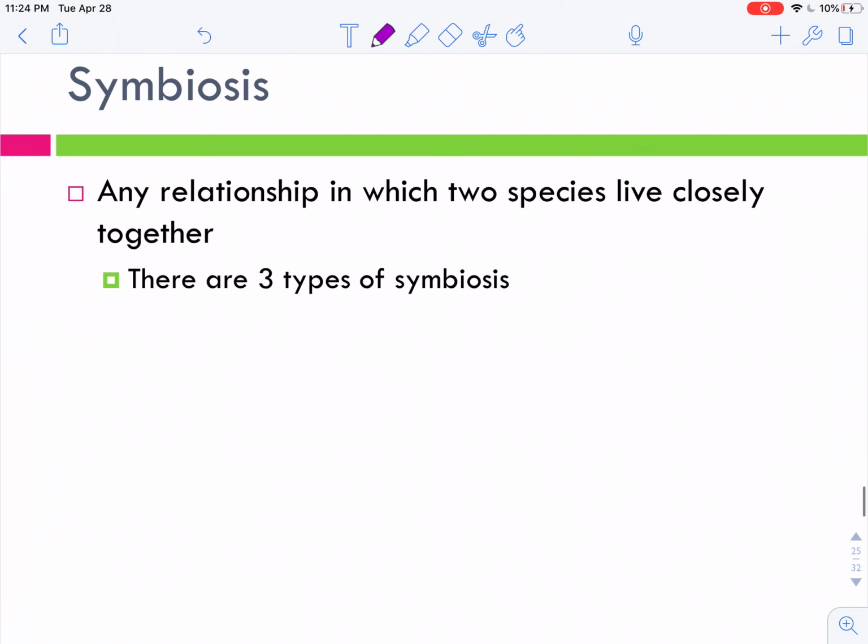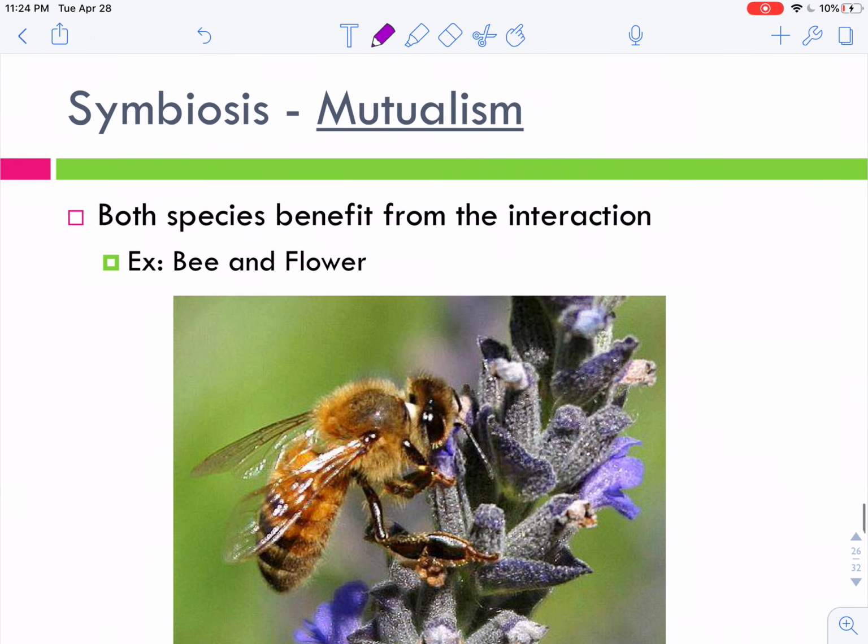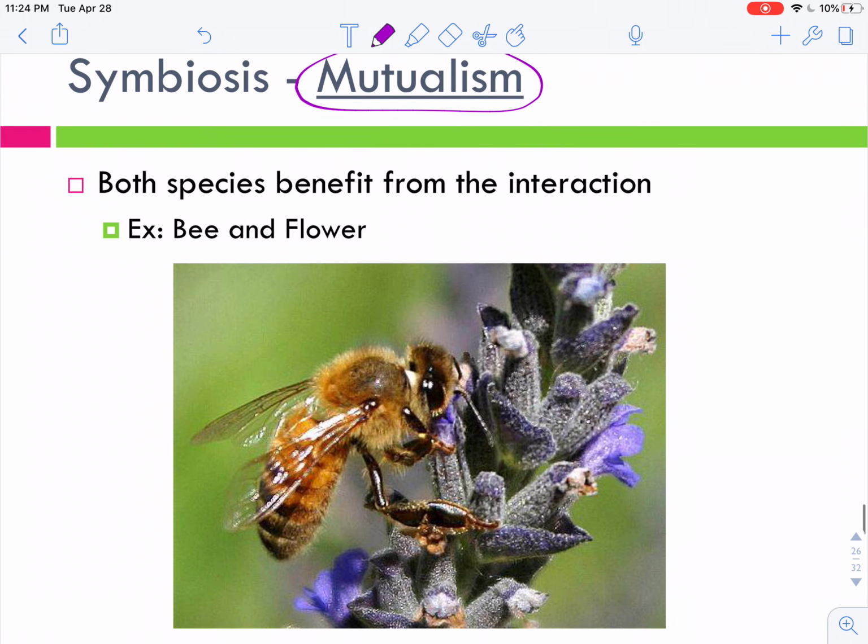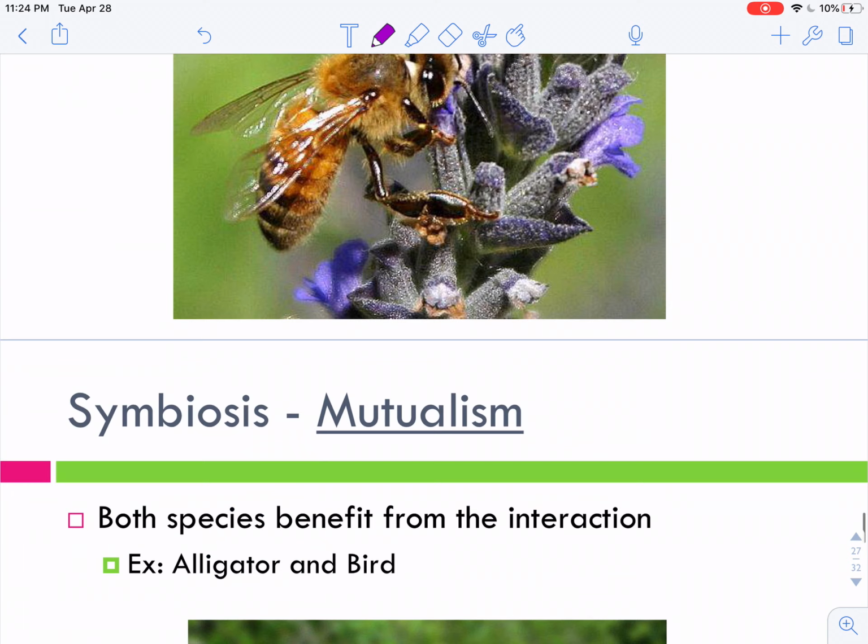All right, so the first kind is mutualism. This means it's good for both. Okay, mutualism is good for both. In this example, it's good for the bee because the bee gets food. It's good for the flower because the flower gets reproduction. When the bee brings pollen from one flower to another flower, that is how the flowers reproduce with each other.